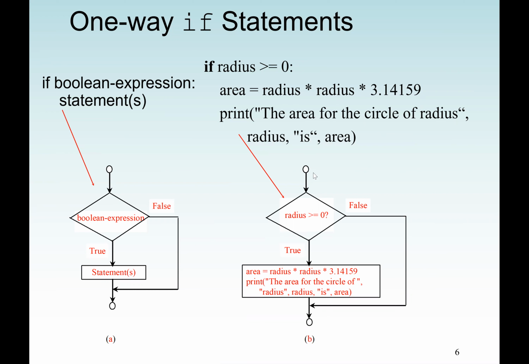And this is our flow chart. So we have a radius greater than or equal to 0. If it's false, then we come out of the condition. Now, if it's true, then we are going to find the area, then we print our result. So the if statement, again, we call it one-way if. There's no condition for false. If the condition is false, we come out of the if condition.